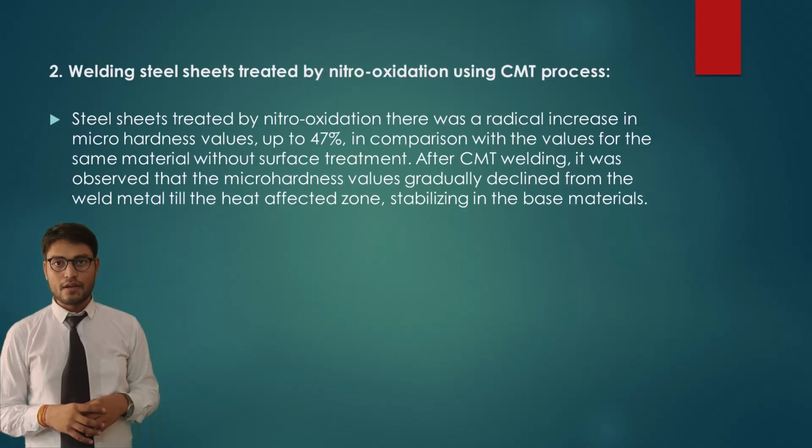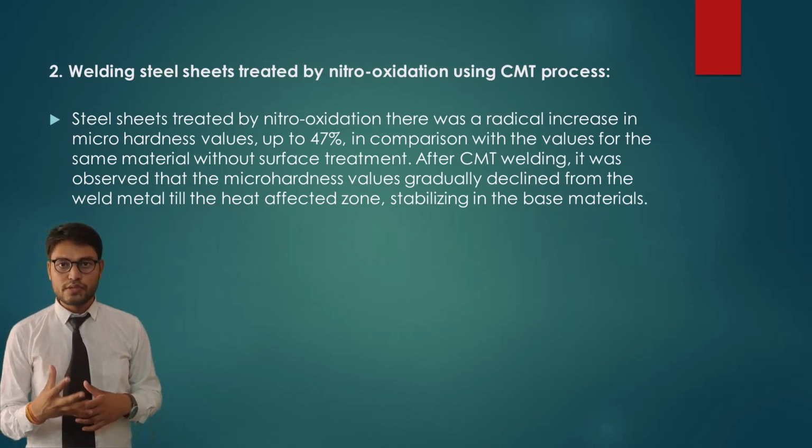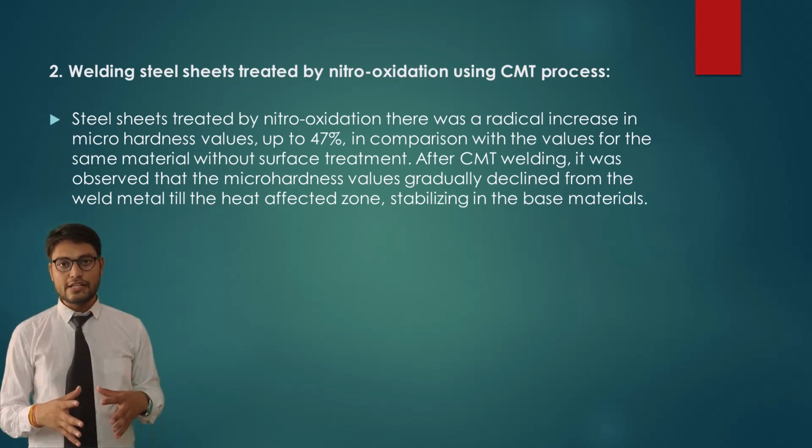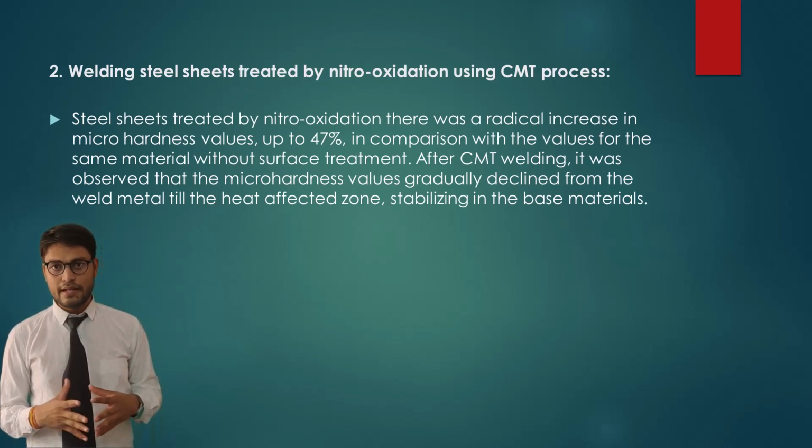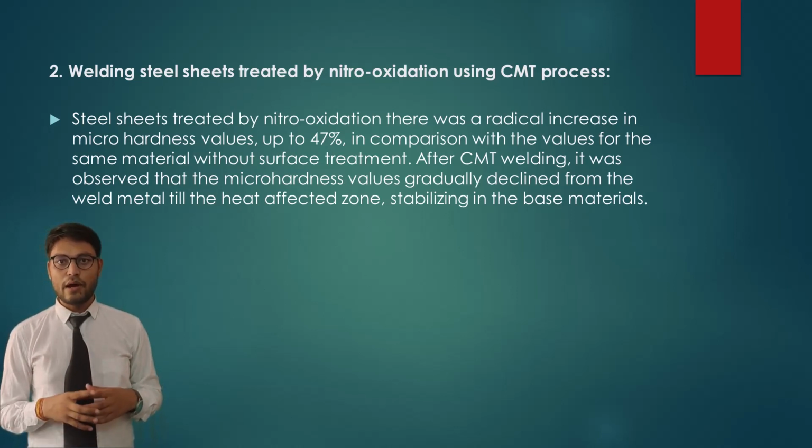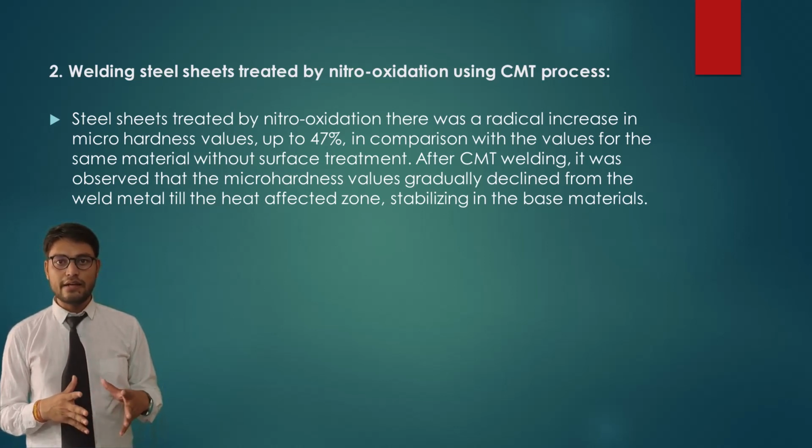Another effect is welding steel sheets treated by nitrogen oxidation using the CMT process. An excessive amount of porosity was observed, probably due to the high content of nitrogen and oxygen in the surface layer of the material and the fast cooling rate of the weld pool after CMT welding. It was observed that the micro hardness values gradually declined from the weld metal towards the heat affected zone.